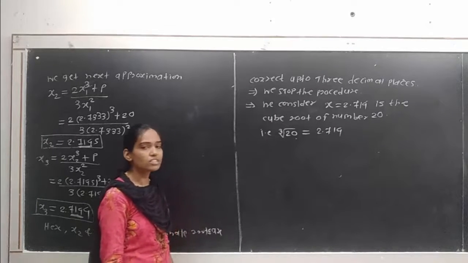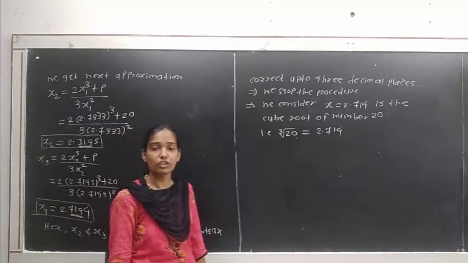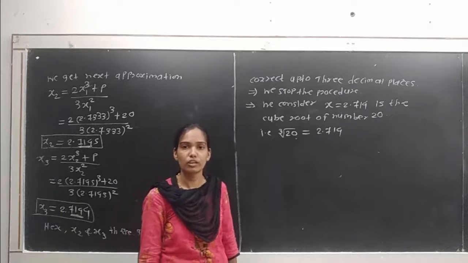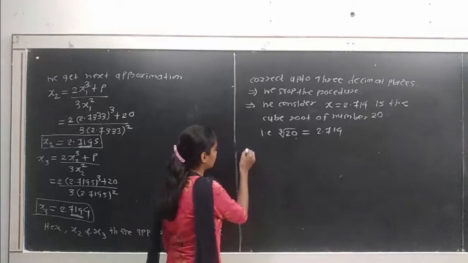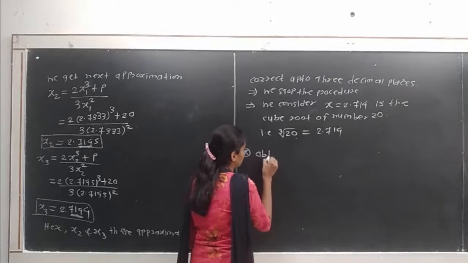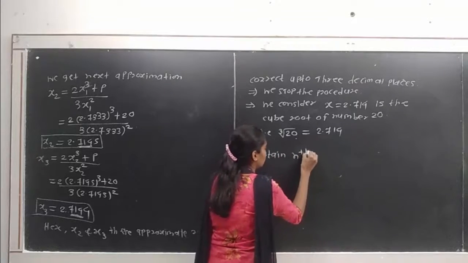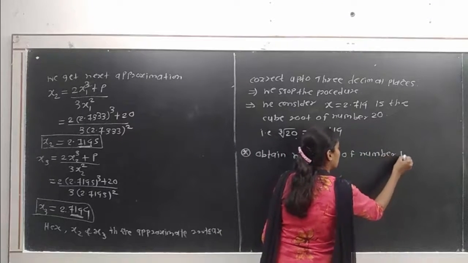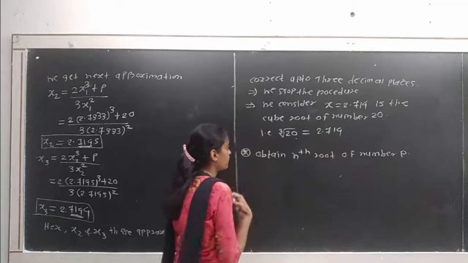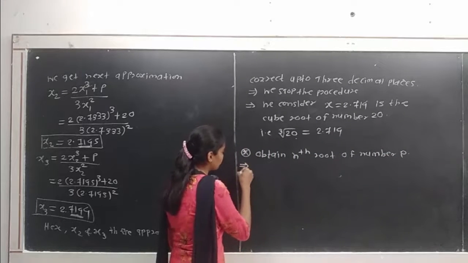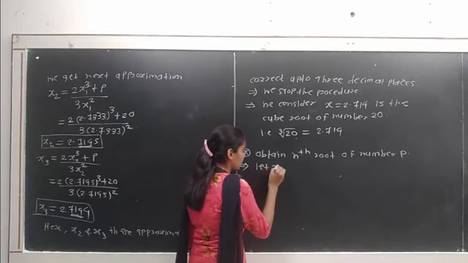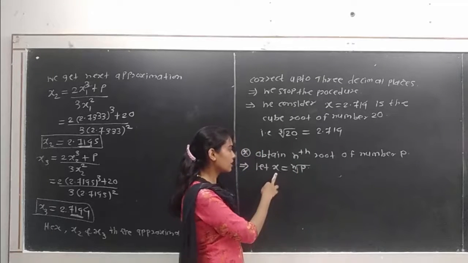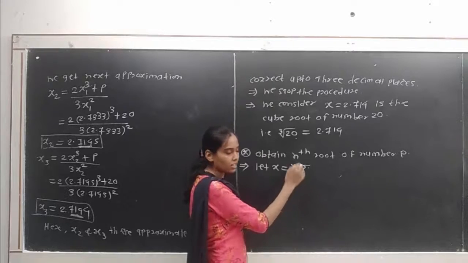Okay, then we see the next, that is, to obtain the nth root of number p. So if we consider, let x is equal to nth root of number p. Here again we take x to be the nth root of number p.